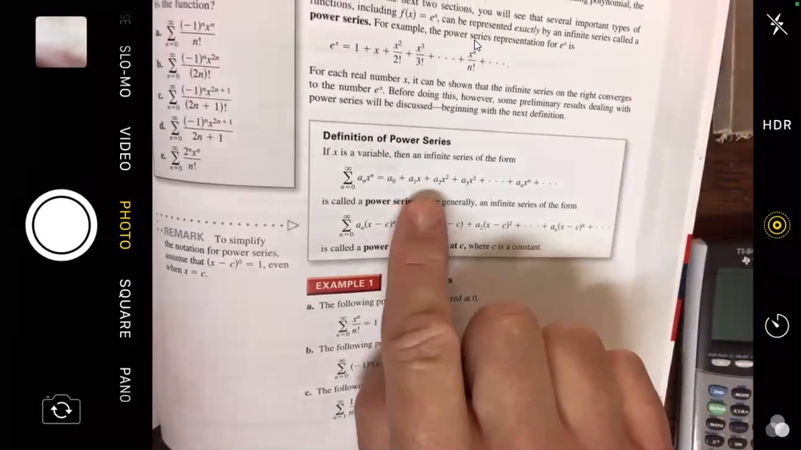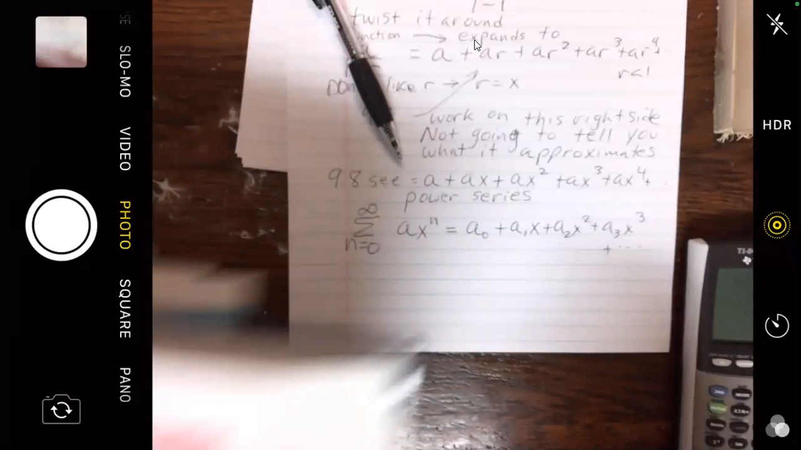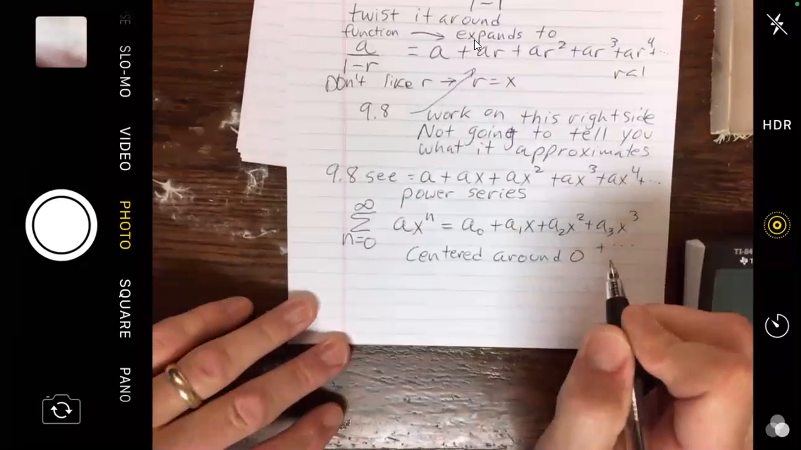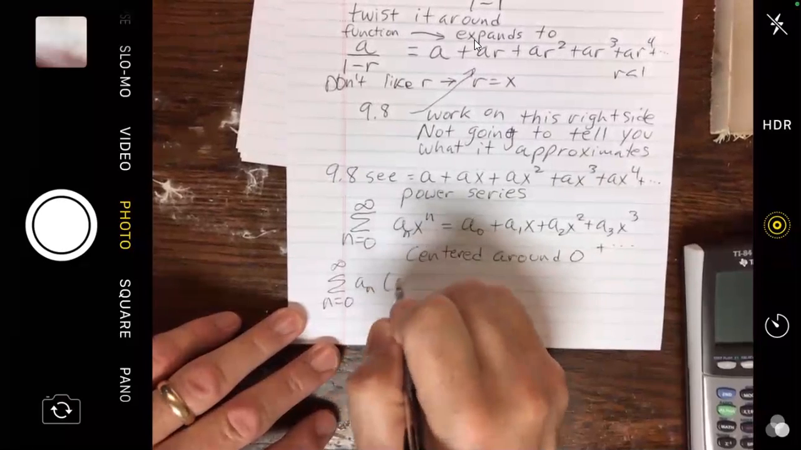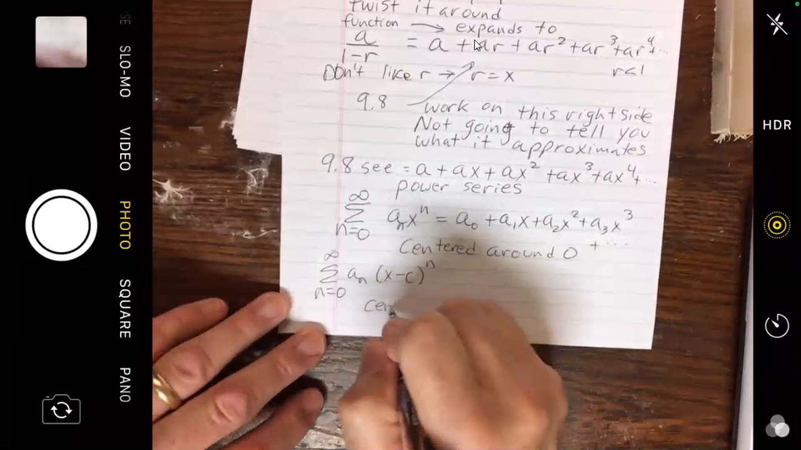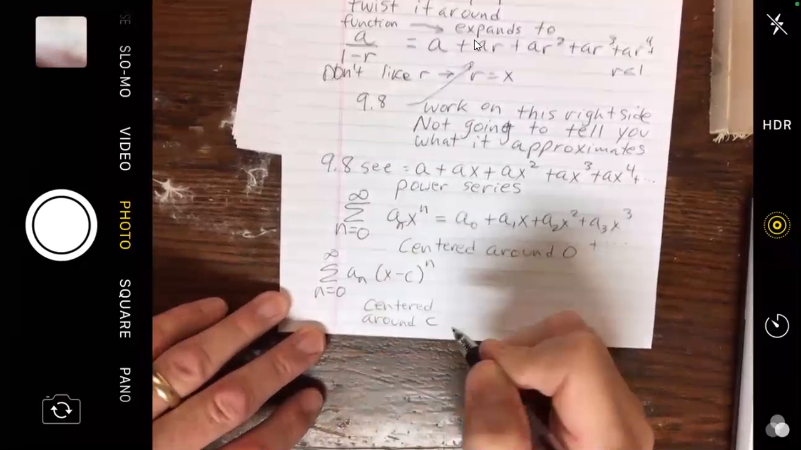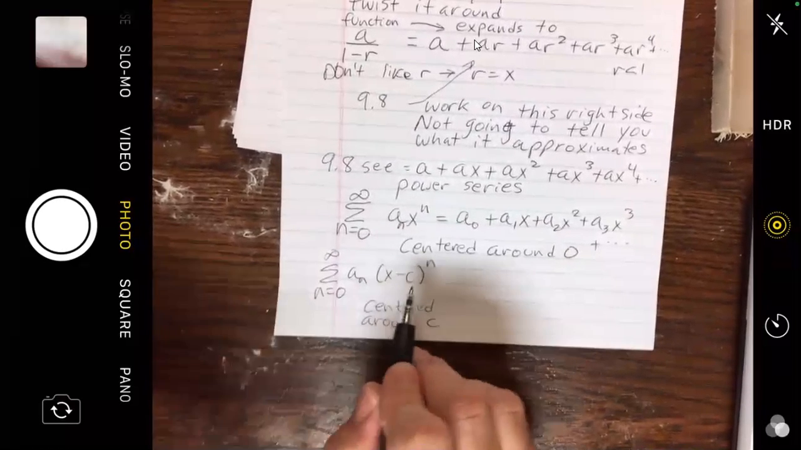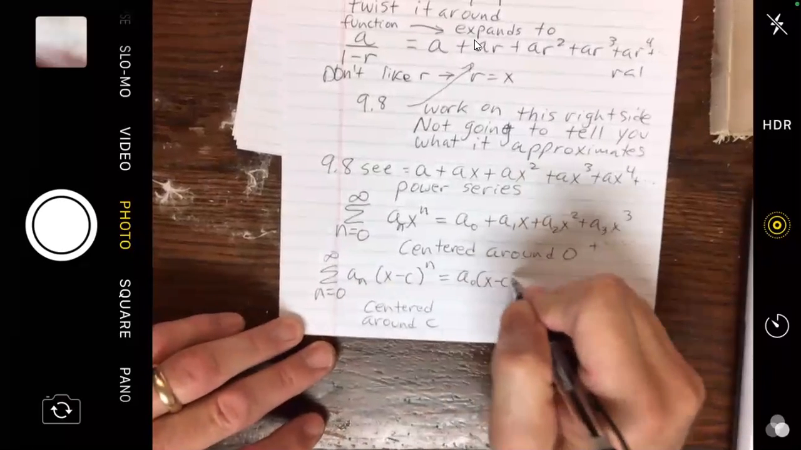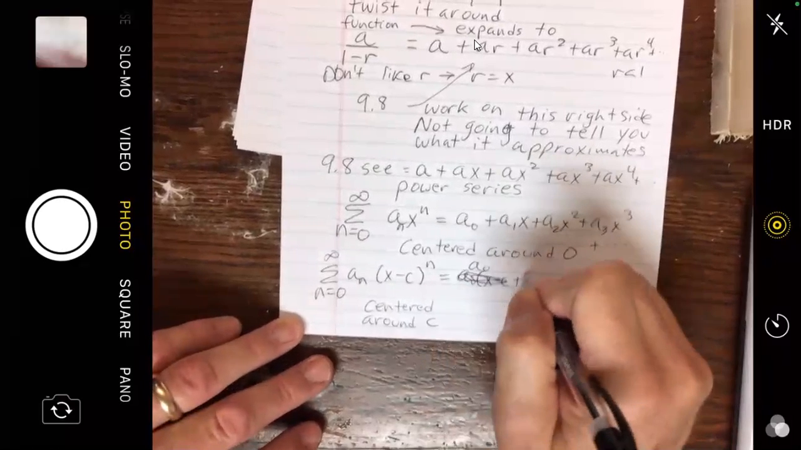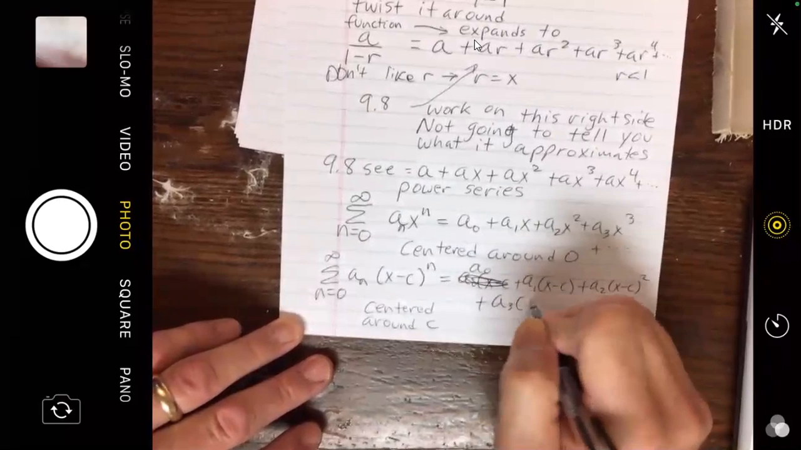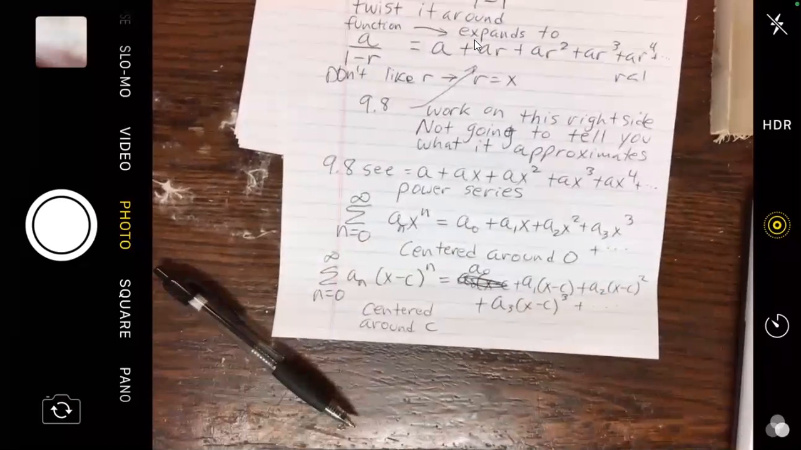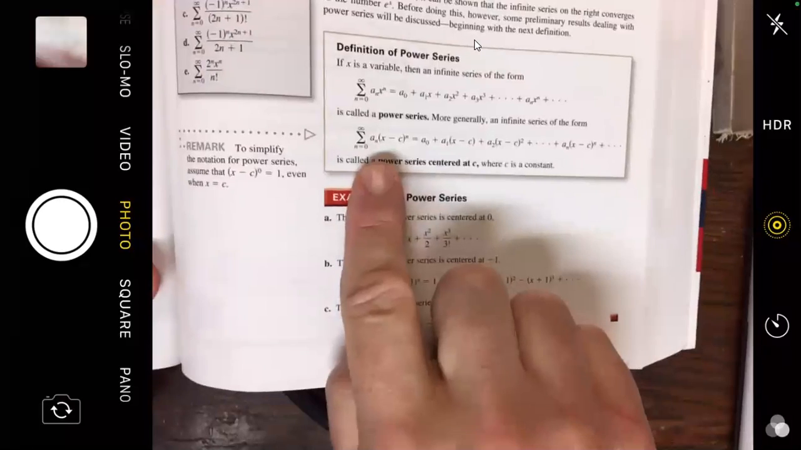Now, again, with a straight x, a0 makes those individually 0, so this one is centered around 0. But if they do this, I should have an a_n in there, a_n times (x minus c) to the n, now you're centered around c, because c minus c would be 0. It's the value of whatever makes this 0 that you're centered around. That would expand out to a0 plus a1 (x minus c) plus a2 (x minus c) squared, a3 (x minus c) cubed, and so on.